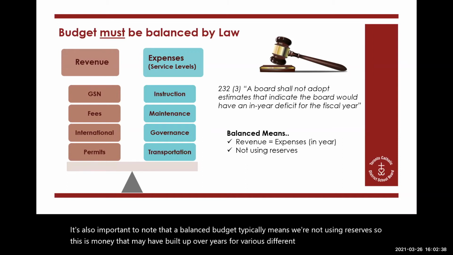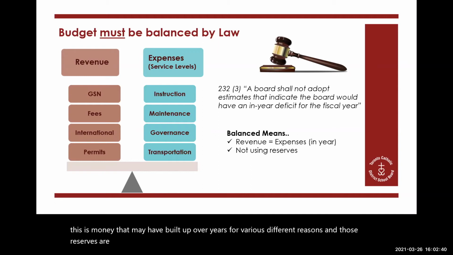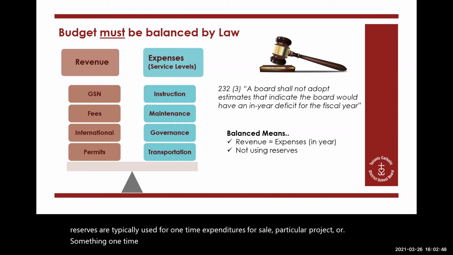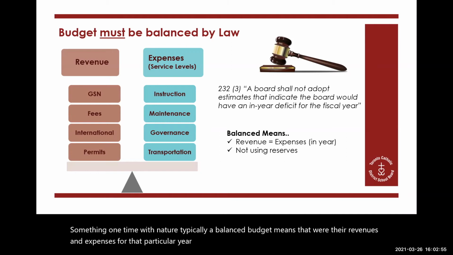And those reserves are typically used for one-time expenditures for, say, a particular project or something one-time in nature. Typically, a balanced budget means that our revenues and our expenses for that particular year are balanced, not including those special one-time items.